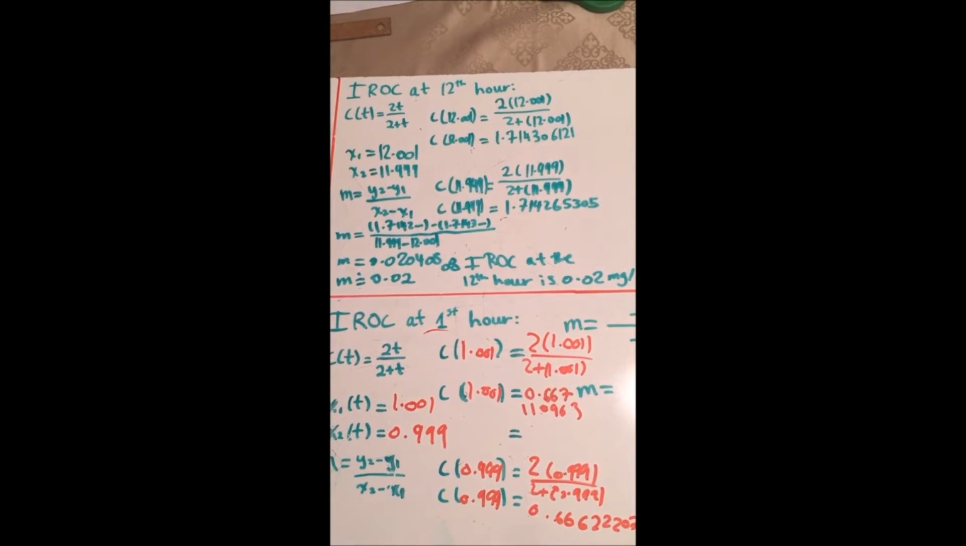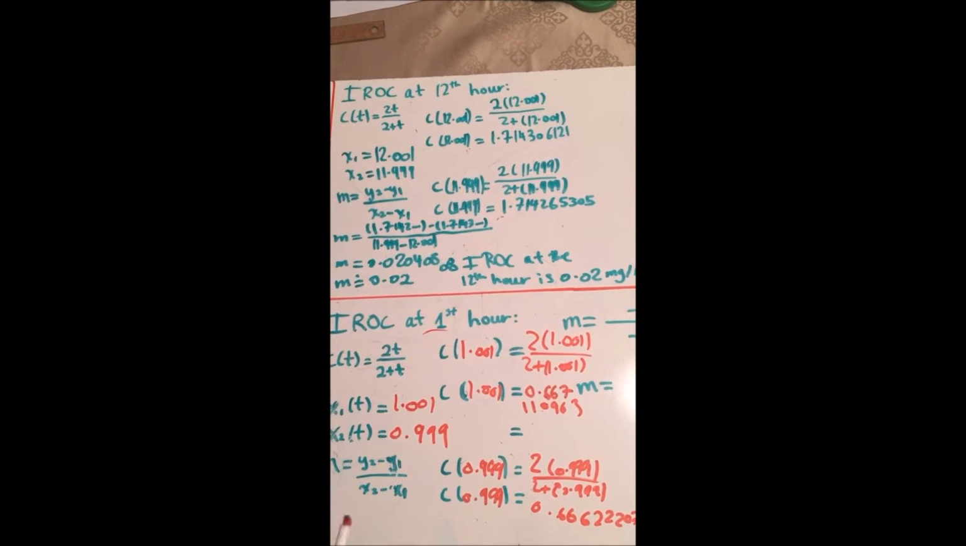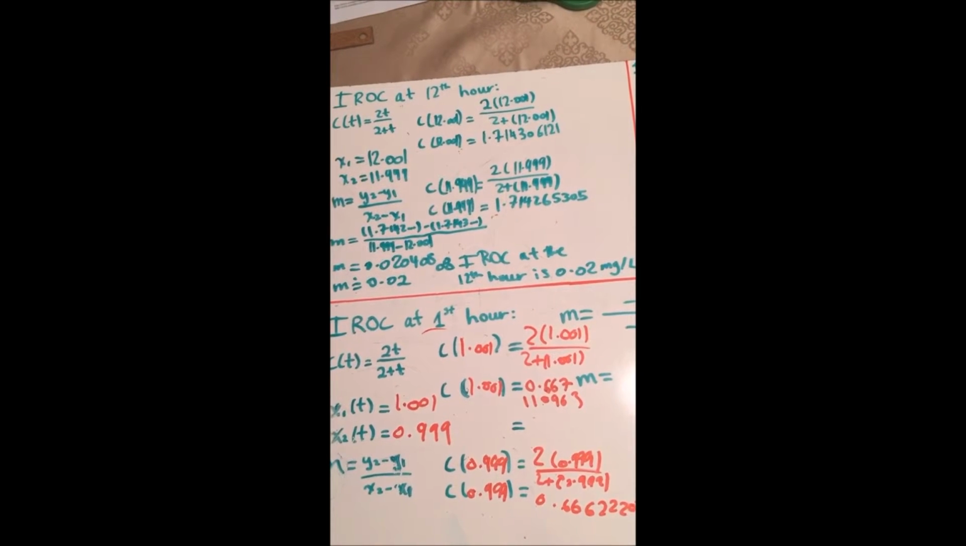I'll take a moment to explain why these are very small numbers, and why we need to keep all the digits: because they're very close, and that's how you find the slope. It's the difference between these two small numbers.